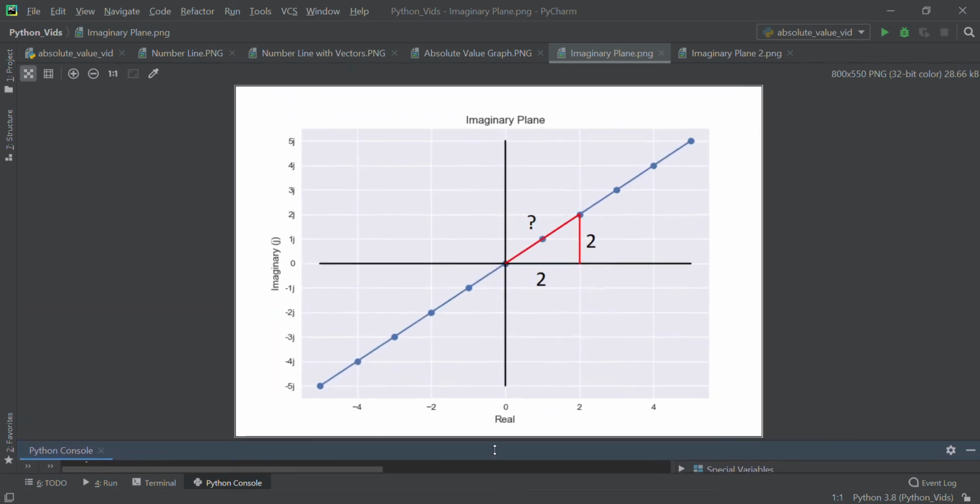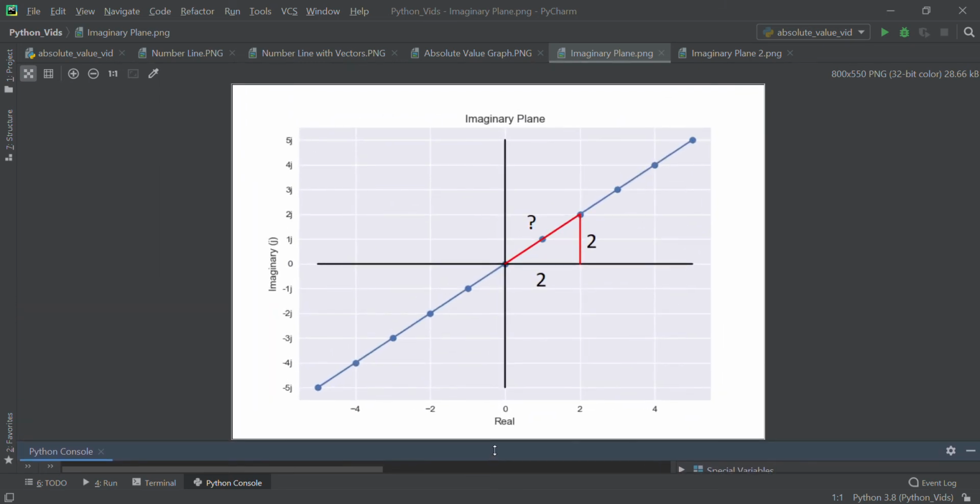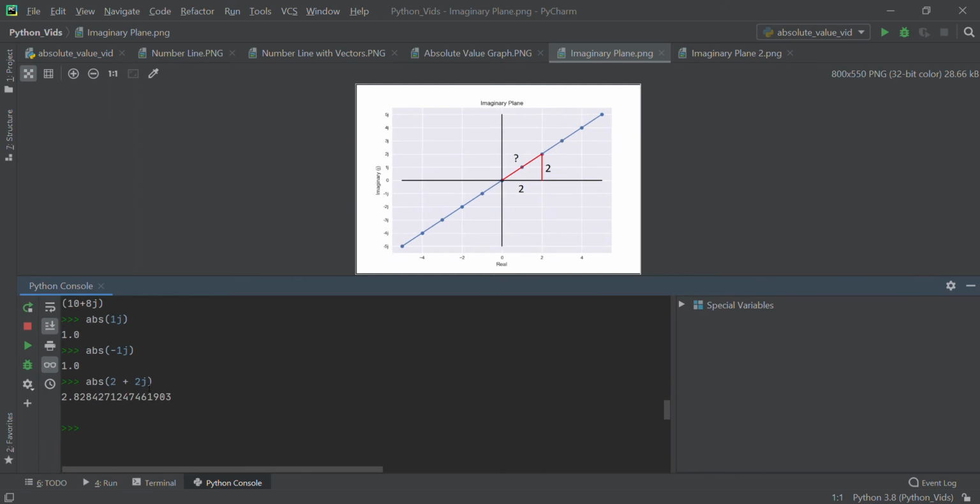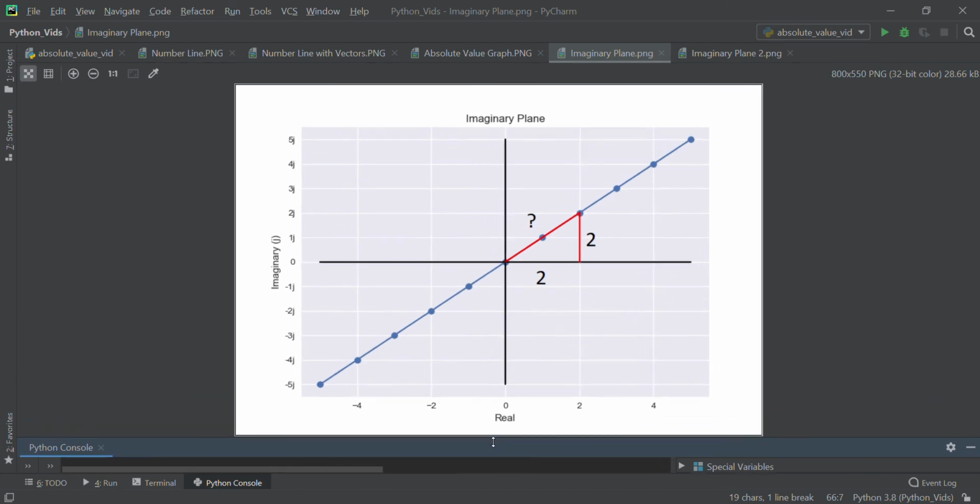Okay. What does that mean? 2.8 and change. I mean, it certainly didn't take either of these and turn them into a positive or anything like that. It spat out some completely different number. What is this asking, really? Well, what happened here is we took this expression, 2 plus 2j, and we asked how far this expression is away from 0. And returning to our graph, you see this slanted line segment that I put in red here.